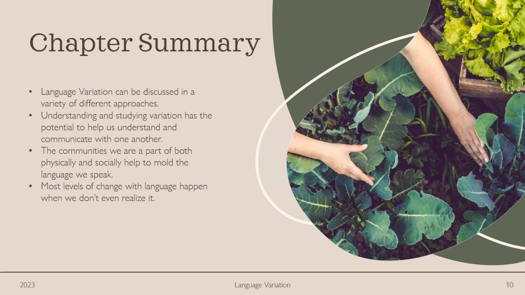We are all entitled to use language in whatever ways we need to. The communities we are part of, both physically and socially, help to mold the language we speak. Our social networks or our social worlds have a major impact on language, whether it be geographic location or anything else. To piggyback off the earlier conversation about dialect, my being from Alabama had an impact on my language forms, but so does my being African American, which leads to our next point: most levels of change with language happen even when we don't realize it. Sometimes we don't even notice the variations of our own language, especially when we are code switching. And that pretty much sums up everything.